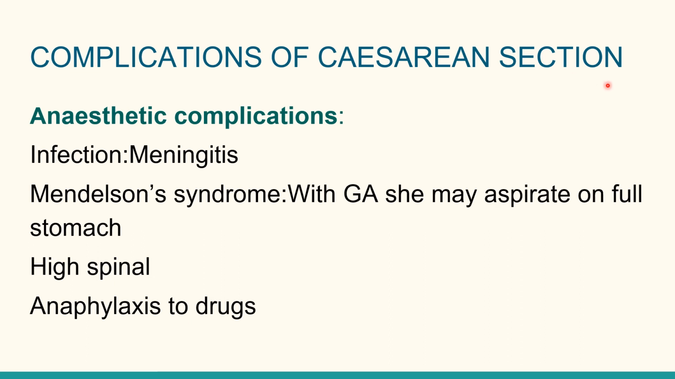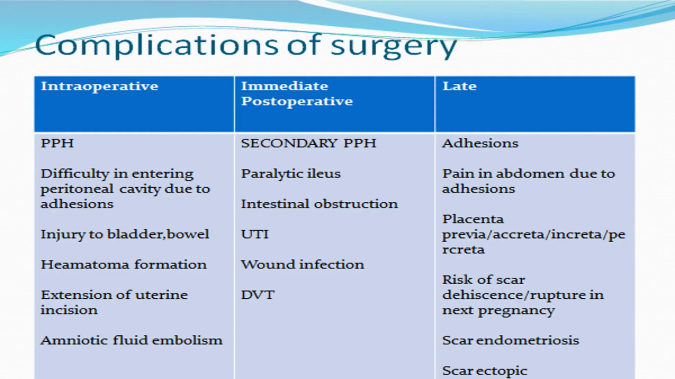What are the complications of cesarean section? Cesarean section complications are divided into anesthetic complications and the complications related to the surgery. So what are the anesthetic complications? Anesthetic complications are infection, that is meningitis, then Mendelson syndrome. It happens with general anesthesia. The patient may aspirate on a full stomach, leading to aspiration pneumonitis, or there could be high spinal or anaphylaxis to the drugs.